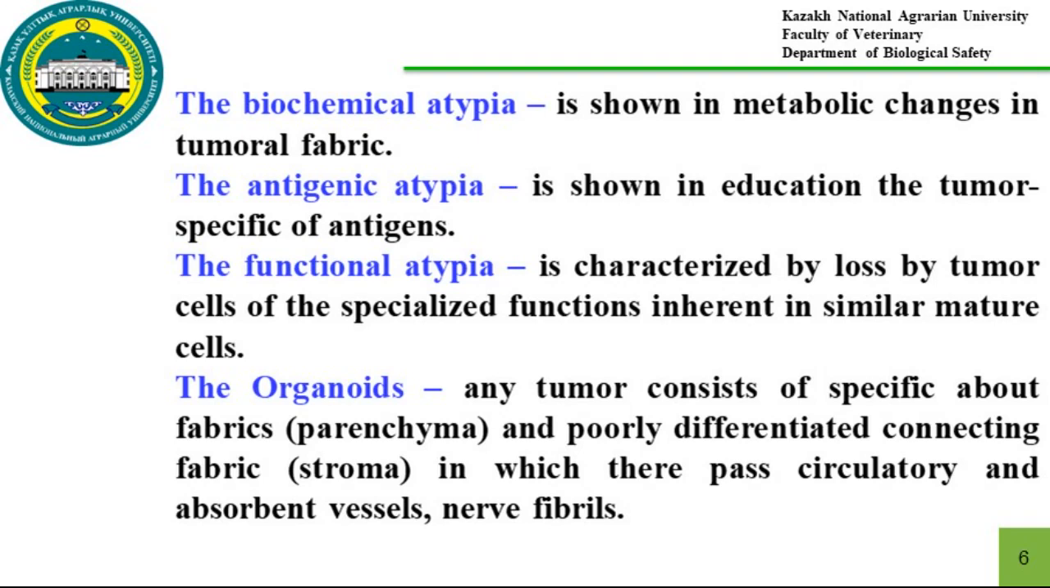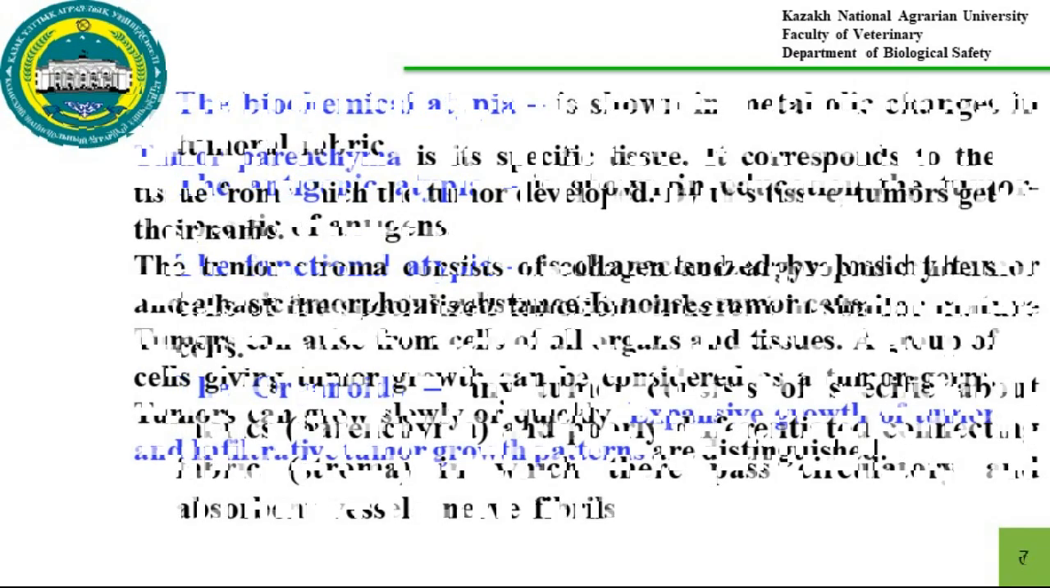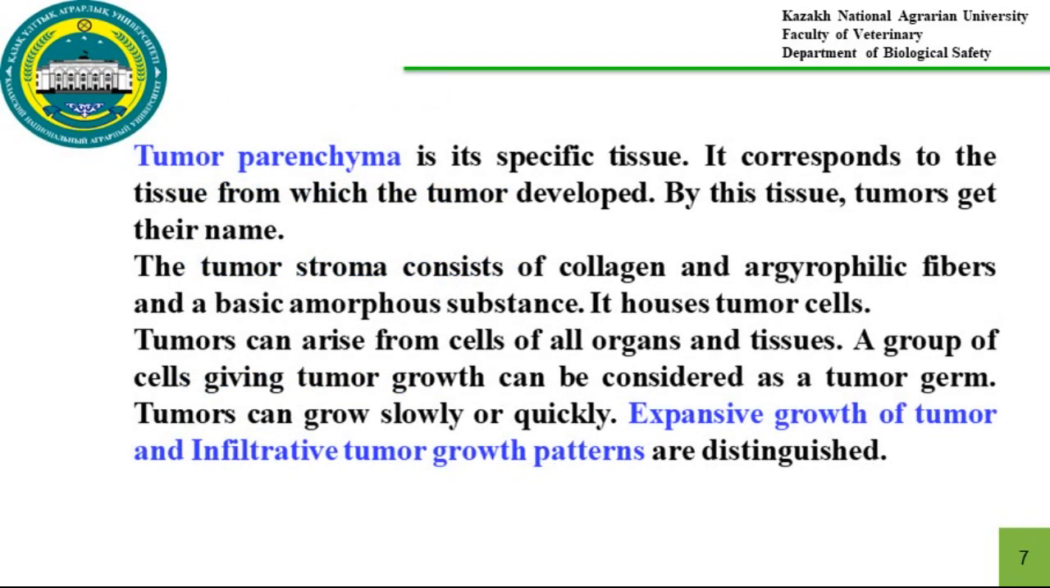The organoids. Any tumor consists of specific tissues and a poorly differentiated connecting tissue in which circulatory and absorbent vessels and nerve fibrils pass. Next. Tumor parenchyma is its specific tissue. It corresponds to the tissue from which the tumor developed. By this tissue, tumors get their name.